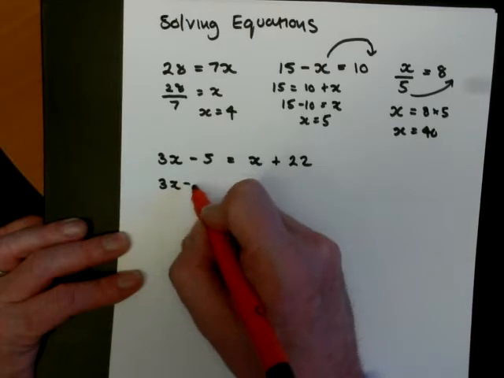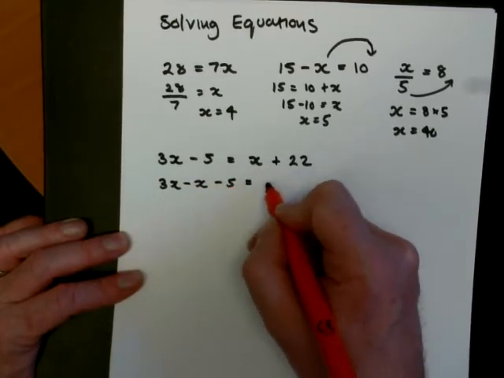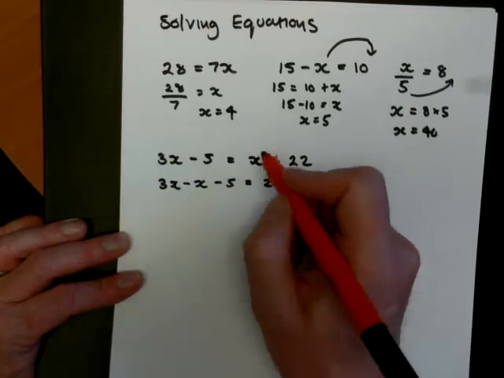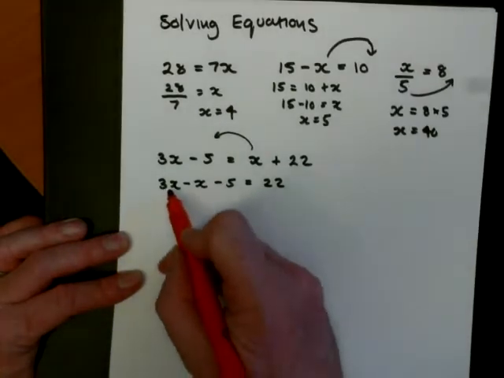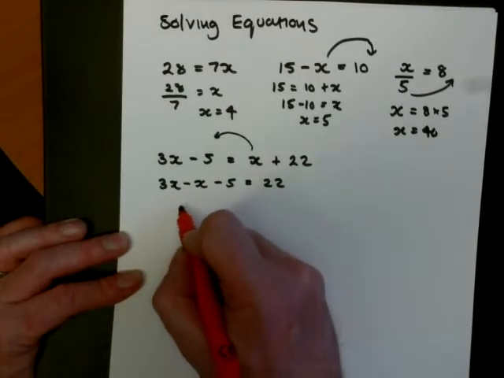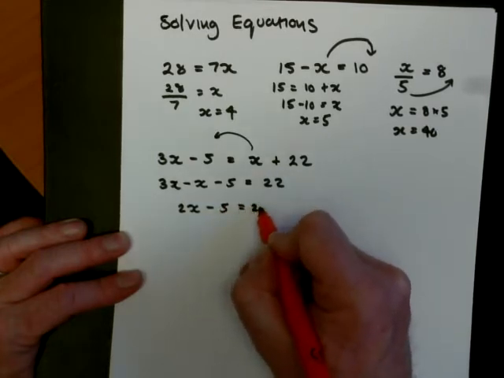I'm going to write it where I like. I'm going to write it next to the x. I'll leave the 5 where it is, and I'll write equals 22 now. So my x goes across to the other side and becomes minus x. So 3x subtract x is 2x. So 2x minus 5 equals 22.